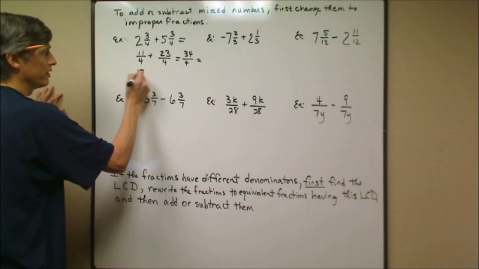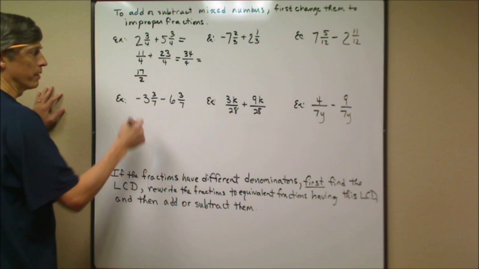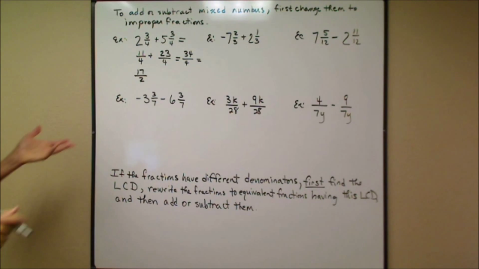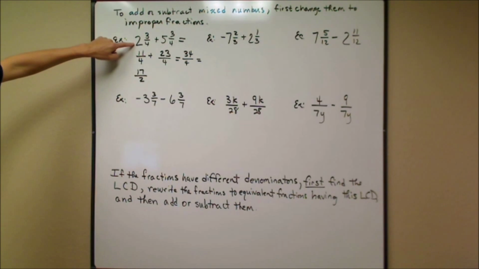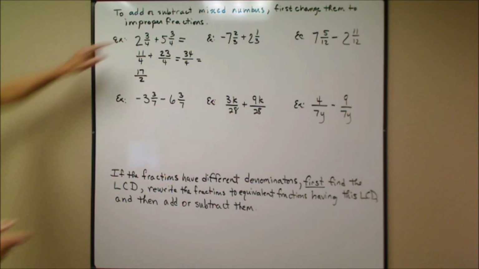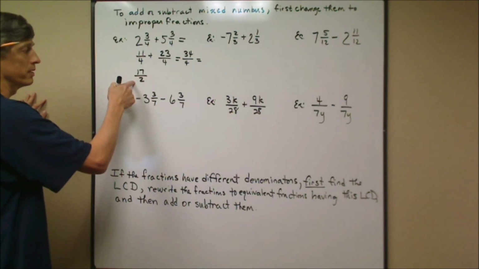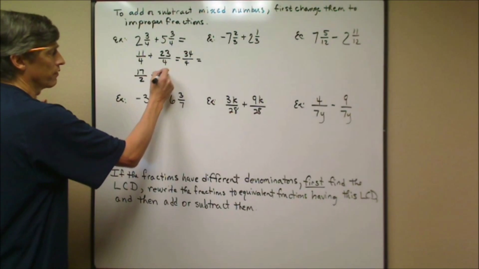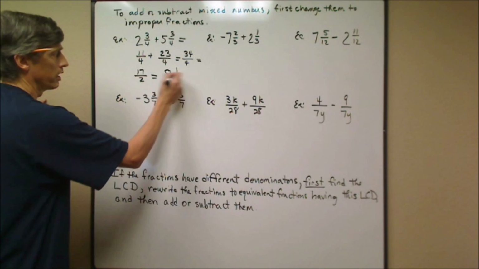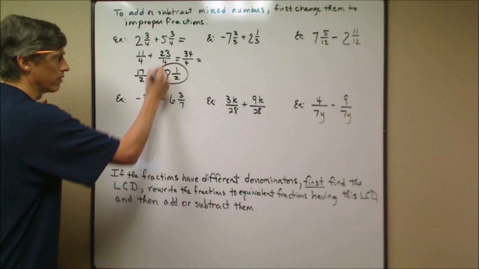That would be 17 over 2 if I divide top and bottom by 2. But since my answer is improper, I'm going to go ahead and change it. Since the original problem was with mixed numbers, I'll change this back into a mixed number by dividing 2 into 17. It divides in 8 times with 1 left over, and you keep the same denominator. There's my guy right there.